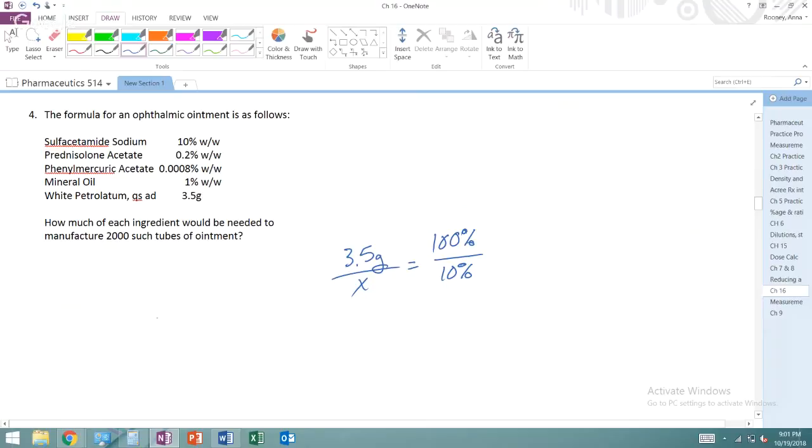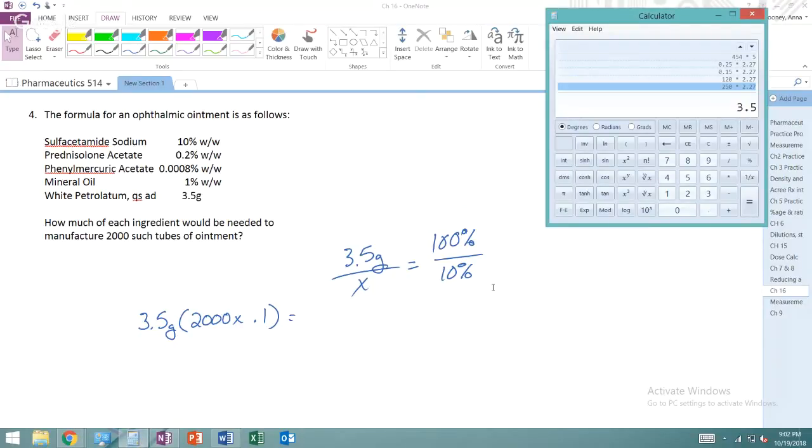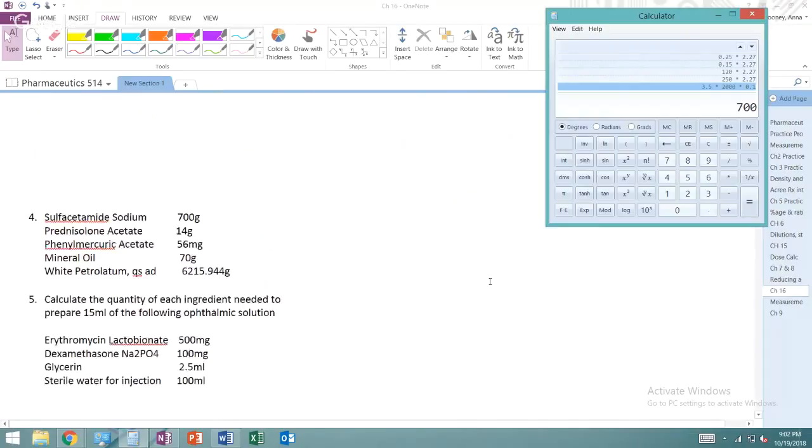So take, well, there's another way that you can do it. One way is to go 3.5 grams times 2,000 times 0.1. And that should find it.